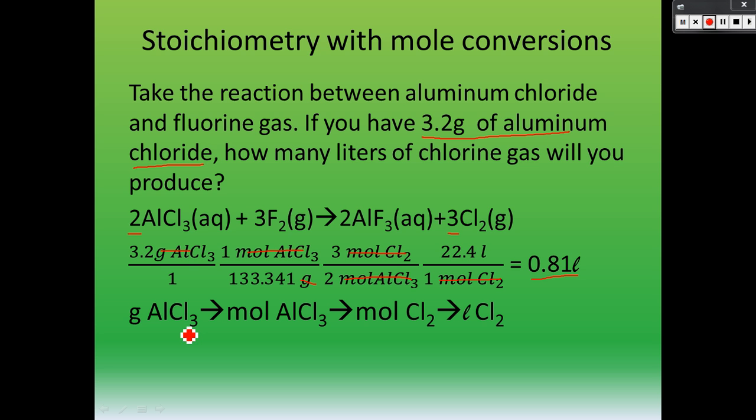So grams of aluminum chloride to moles of aluminum chloride to moles of chlorine gas to liters of chlorine gas. And if you look across the top, that's what we have. This follows our map perfectly. It goes grams of aluminum chloride to moles of aluminum chloride, to moles of chlorine gas, to liters.